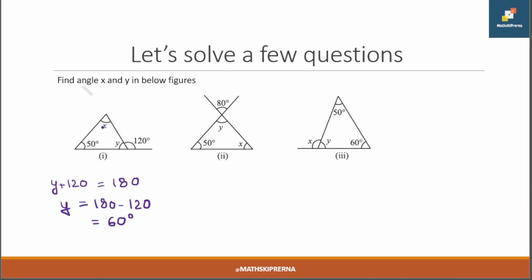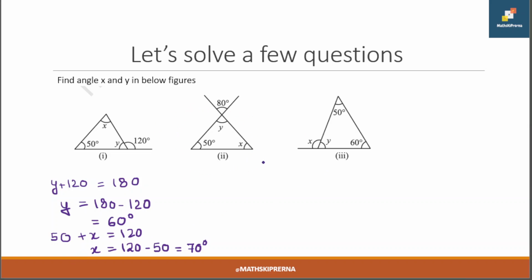Now we have to find x. Now x is non-adjoining interior angle and 50 is also non-adjoining interior angles. And we know the exterior angle is sum of these two. So we can write 50 plus x will be equal to 120. So 120 minus 50 will give you the answer as 70 degrees. So x is 70 degrees.